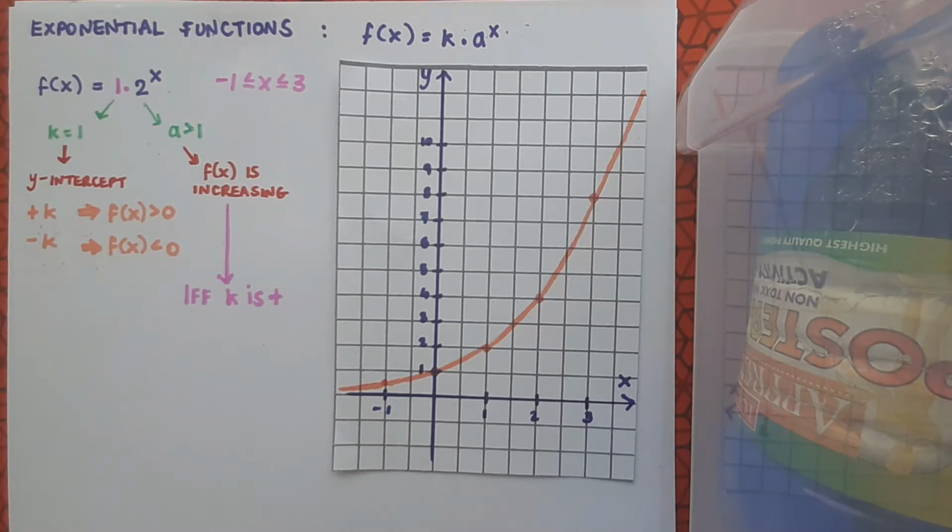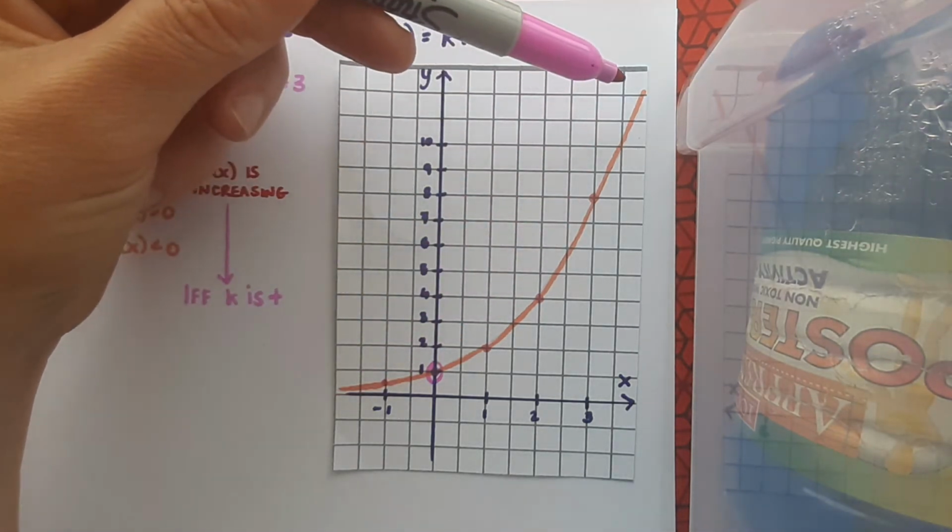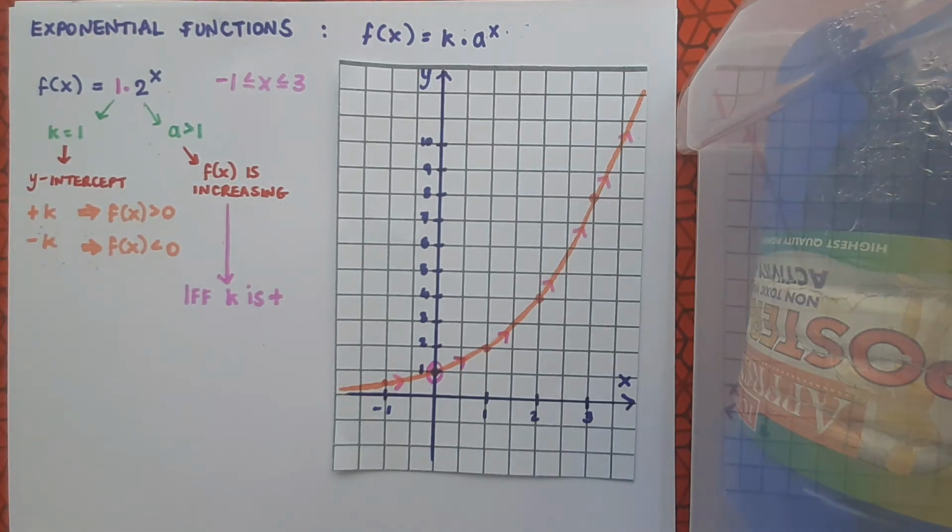So here we have the graph of f of x equals 2 to the power of x, or 1 times 2 to the power of x if you like. So let's just see the implications from the k and the a in our function for the actual visual graph itself. So looking at our k value is 1. That determines our y-intercept. If we look at the diagram, we can see that our y-intercept is in fact at 1. Because k is positive and a is greater than 1, we can see that our function is increasing, which just means that it's sloping up. And it's always sloping up the whole way along the function.